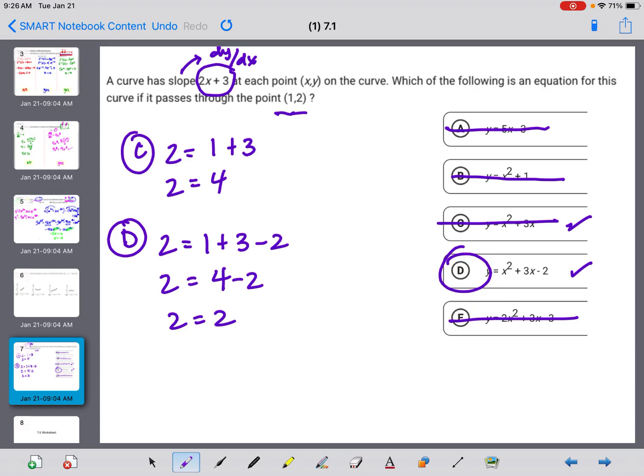All right, you're going to get started on your homework, the 7.2 worksheet. I will have a video going through those homework questions as well.